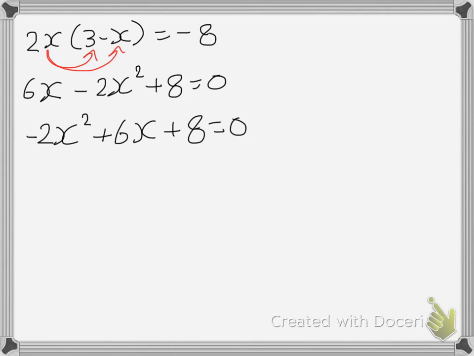Okay, so I've got a quadratic equation. I've done nothing, I've just written it in a decent order: the x squared term first, then the term with the x, and then the constants. Now the next step is I can tell that 2 is a common factor between these expressions, so I will take -2 as a common factor.